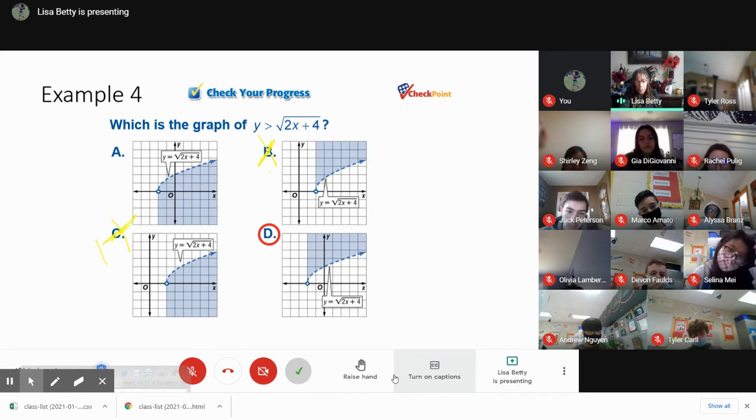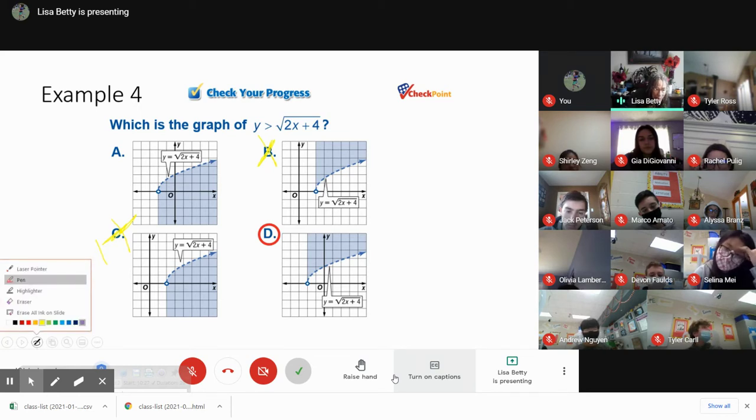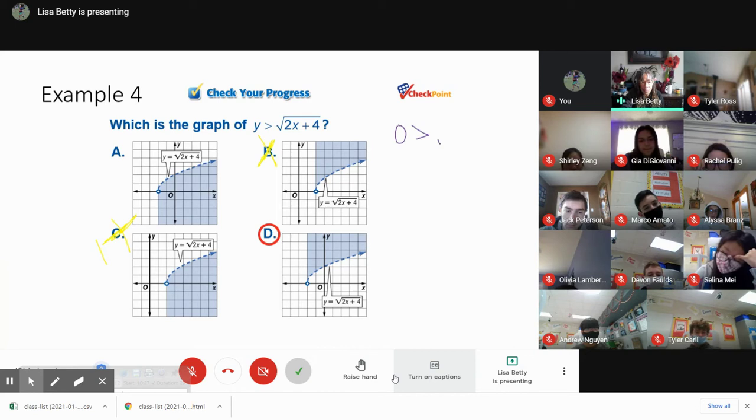And if I plugged in 0, 0, I cannot live with that yellow. I can't see it. If I plugged in 0, 0, I would have 0 is greater than the square root of 0 plus 4. Is that true? It is not true because 0 is not greater than 2. Therefore, 0, 0 gets no color, and the answer is D. All right, so one more, I believe.